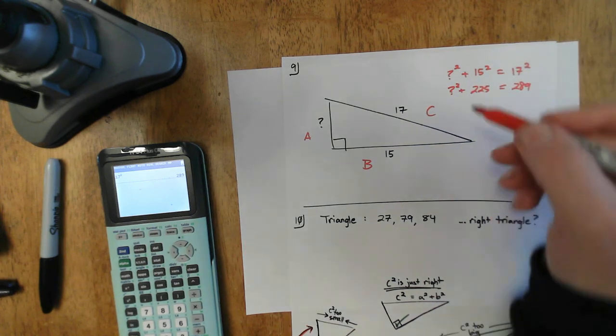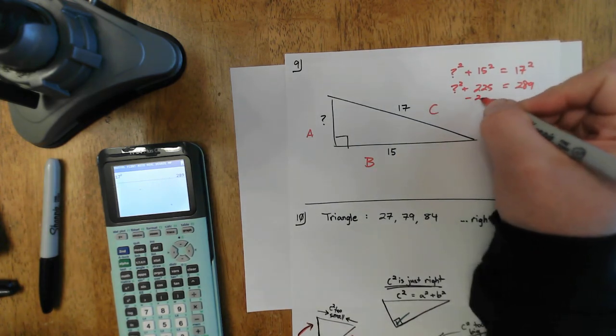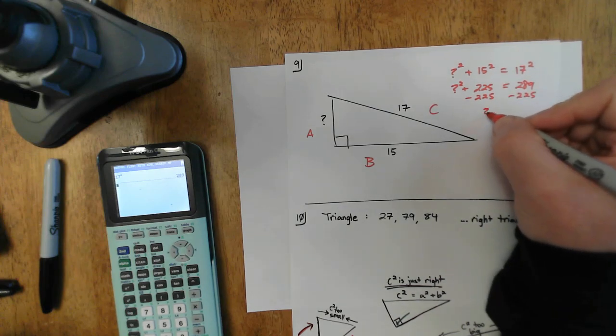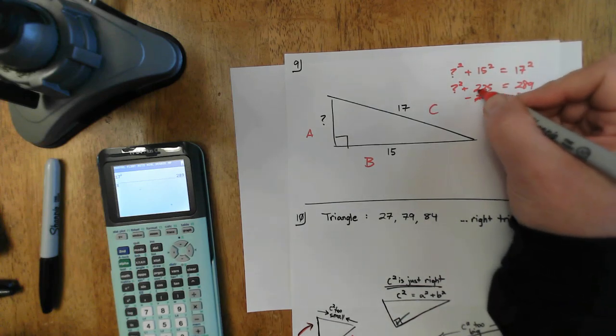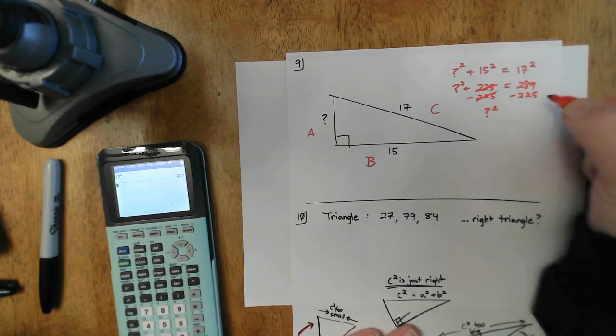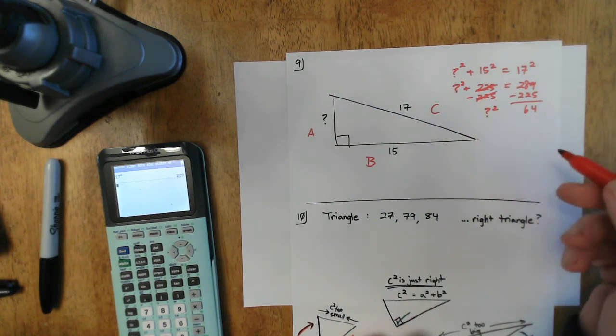All right, so now I want to get question mark squared by itself. Okay, so I do that by subtracting 225 from both sides. Okay, so I have question mark squared, those two cancel out, and 289 minus 225 should be 64. It is 64. All right, cool.